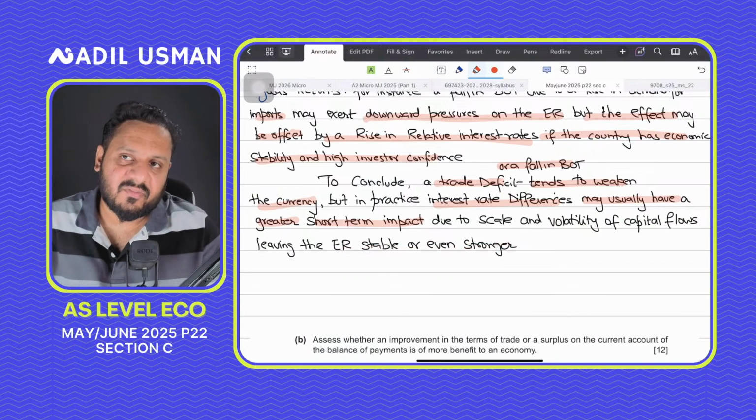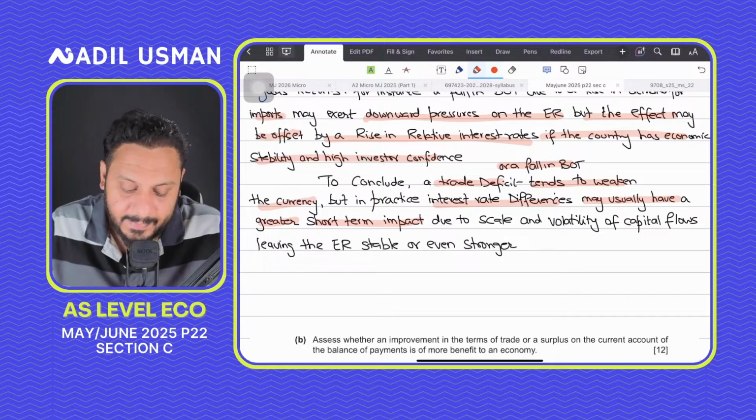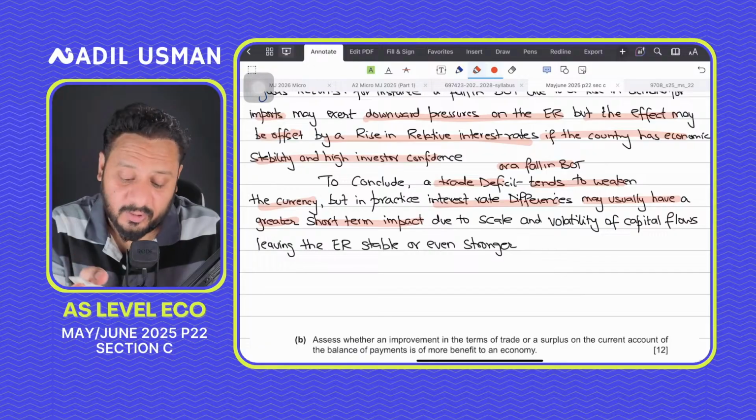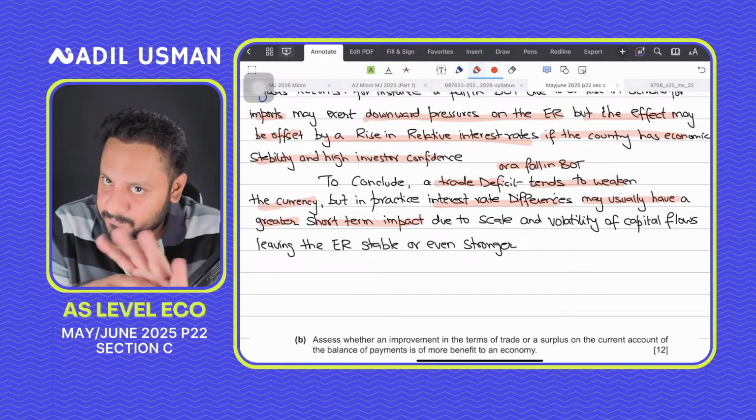So yes, a balance of trade deficit can make the currency weak over the long term, but interest rate differences will have a stronger short-term effect because of scale and volatility of capital flows, which will leave the exchange rate either stable over the short term or maybe even stronger over the short term.